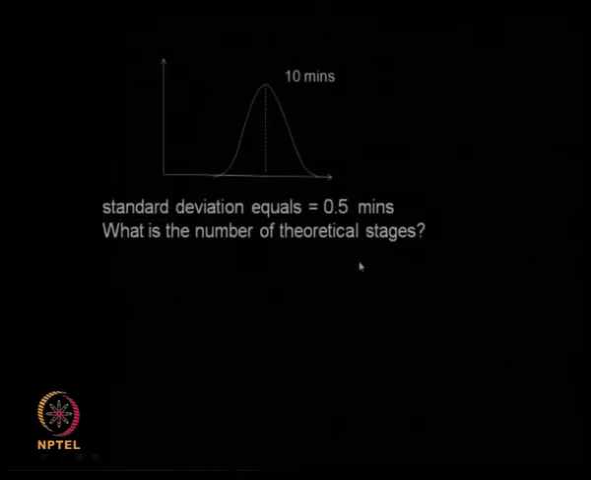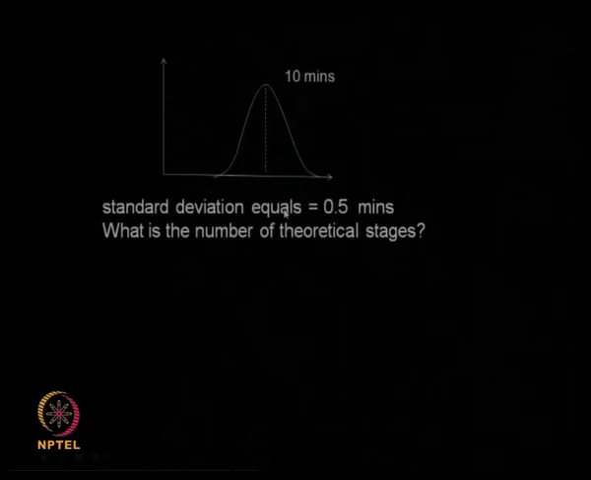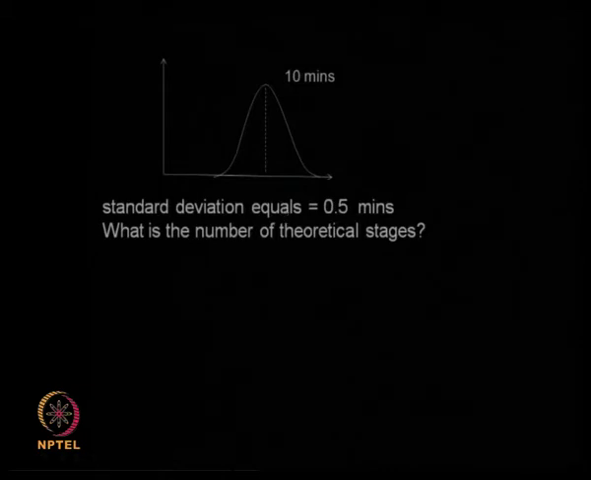Now let us look at a problem. Imagine I am injecting a solute at time equal to 0, and at the 10th minute I get this peak maximum. We will assume this to be a Gaussian distribution. So T naught will be 10 minutes. Now the standard deviation is 0.5 minutes. So what is the number of theoretical stages or number of theoretical plates for that particular chromatography? Which equation do we use? We can use the equation which connects sigma with n. So what is the equation?